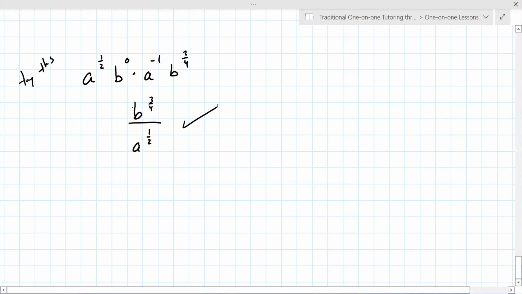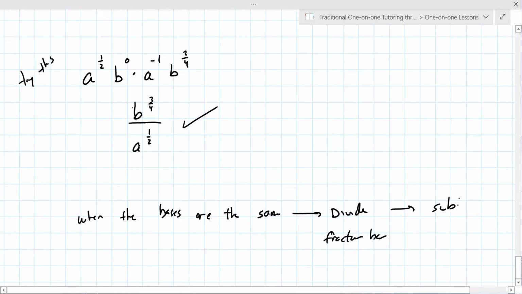Okay, great. So we're just increasing the difficulty, we're increasing the number of rules to have to remember. So the next rule is that when the bases are the same, but this time now you're going to divide, or you can think fraction bar. This time you subtract the exponents.